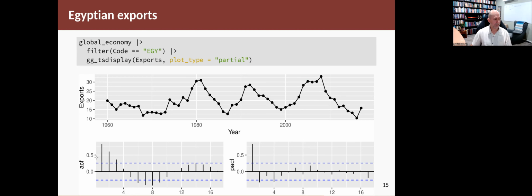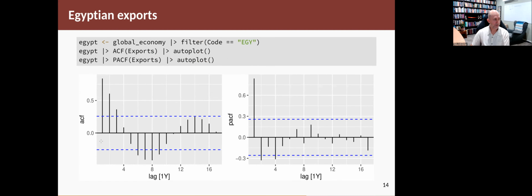The other thing to notice about this, which you probably saw back here as well, is that this is looking sort of sinusoidal. So that's typical of cyclic data. It's also typical of seasonal data, but we know this is not seasonal because it's annual data. So it's typical of cyclic data, and it's telling us that the cycles are around 14 years on average apart, because the spike there is at lag 14.